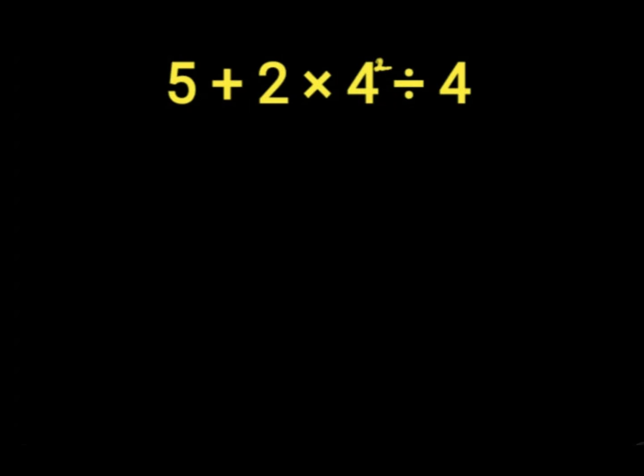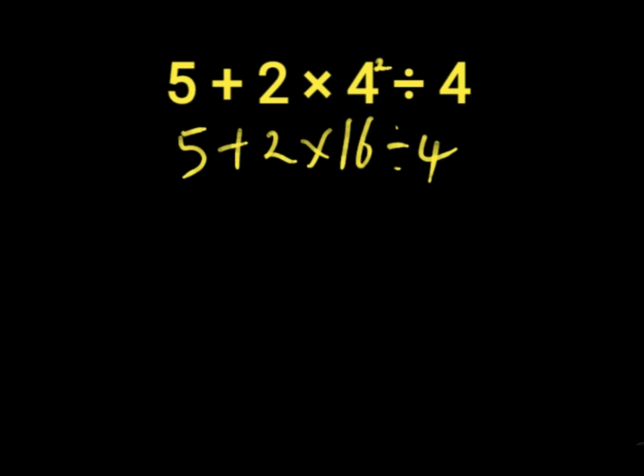Here we have 5 plus 2 times 4 raised to the power of 2 divided by 4. We first of all solve our exponent, which is 4 raised to the power of 2. 4 times 4 will give us 16. Then we'll bring down 5 plus 2 times 16 divided by 4.